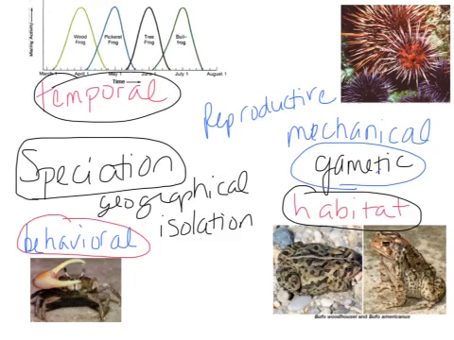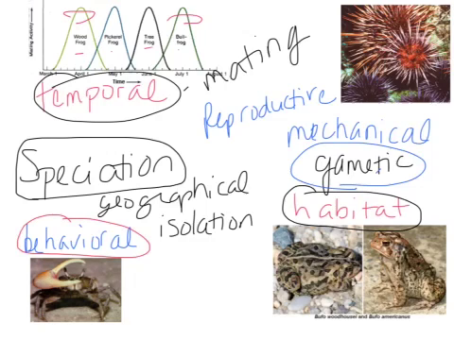Temporal isolation deals with mating times, and basically when the organism is ready to reproduce. If temporal isolation occurs, that means that these organisms are reproducing at different times in the year. If you look at your graph here, you've got these four different kinds of frogs that all have their peak mating season at different times of the year. So the bullfrog and the wood frog are not going to mate because in March and April, when the wood frog is ready to mate, the bullfrog is not.